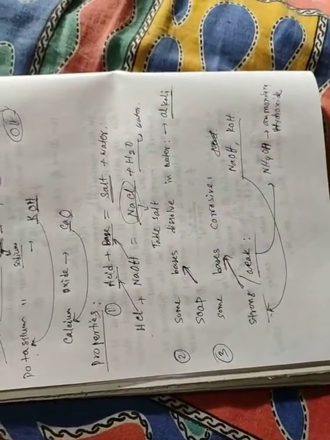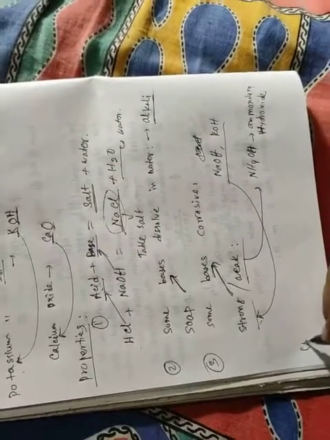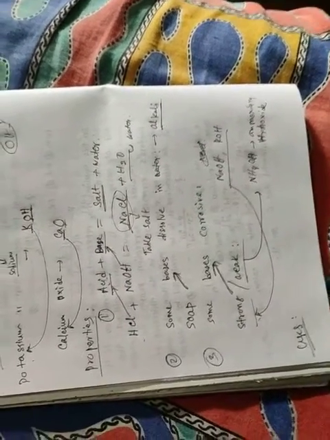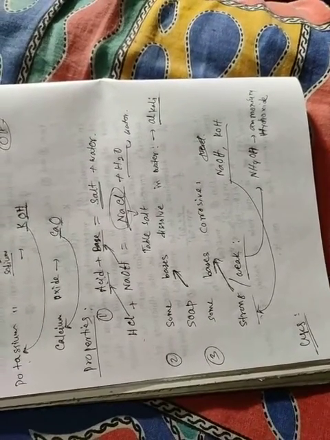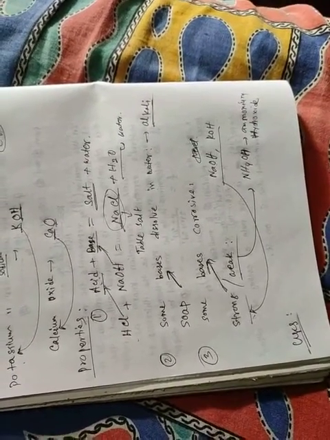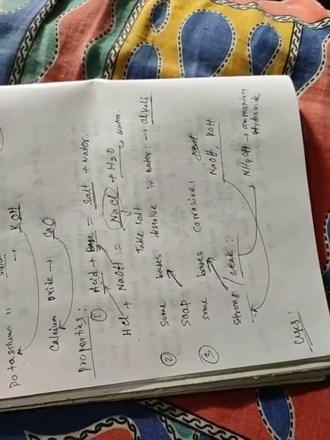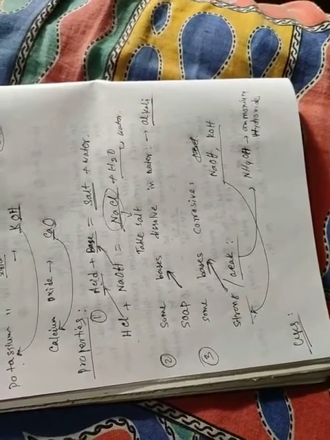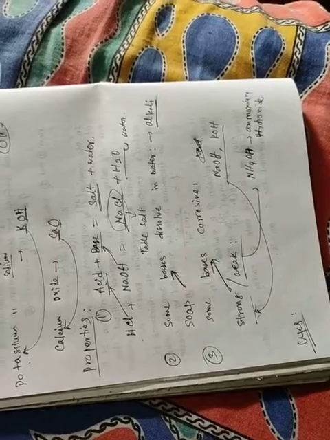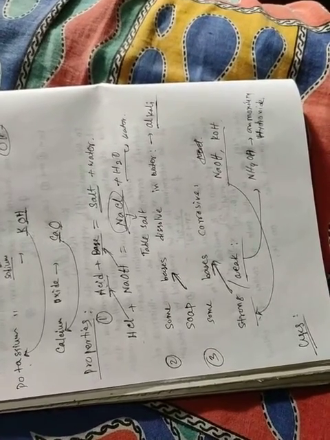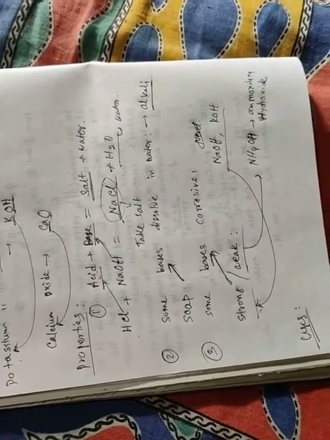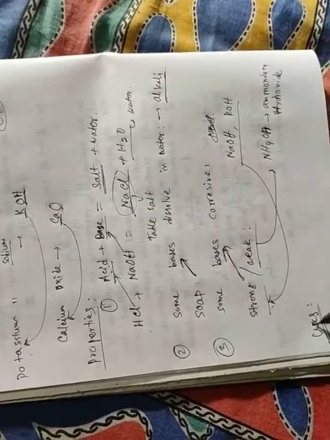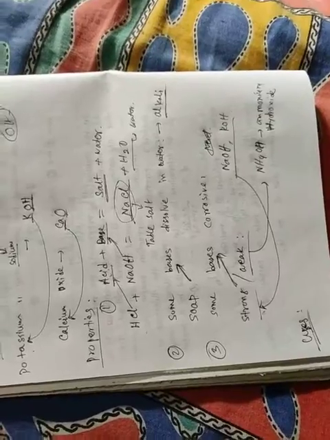Okay. And there are some uses of bases. Remember, sodium hydroxide is used in paper factories and to make soaps. Potassium hydroxide is used in soaps. Calcium hydroxide is used in plaster. And ammonia is manufactured into fertilizers. I hope you can read the uses easily yourself from your book.